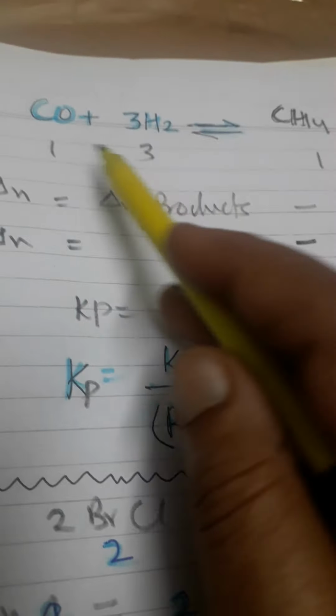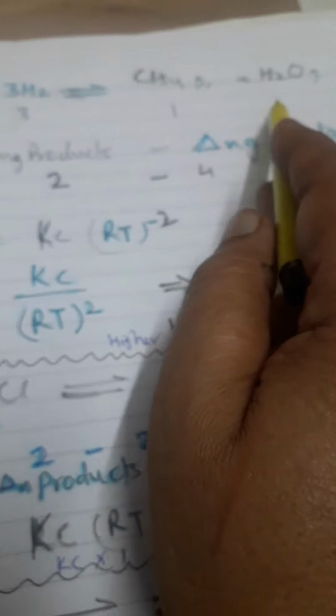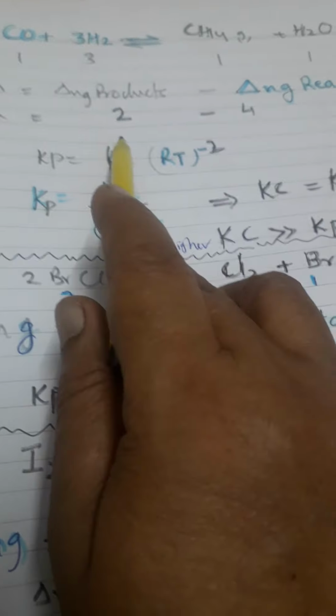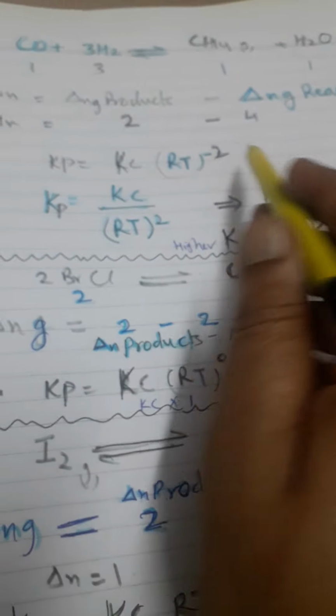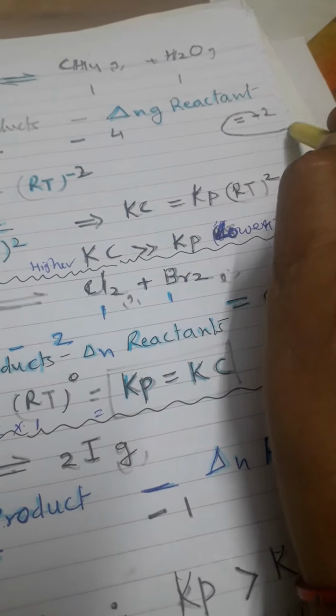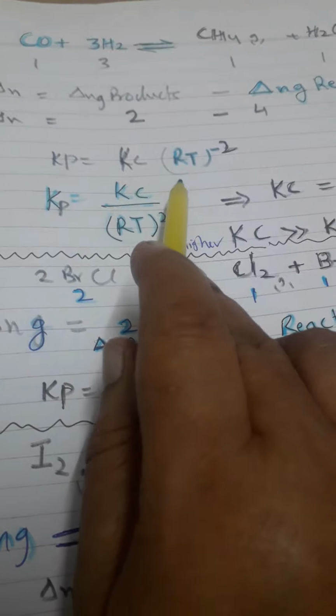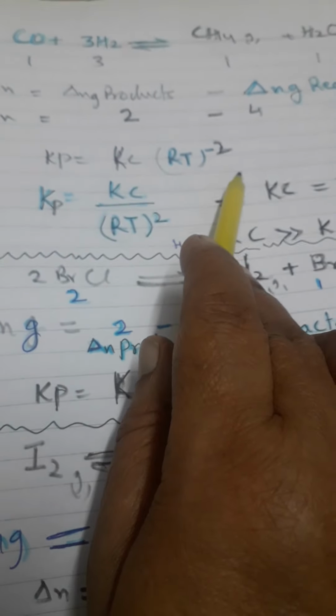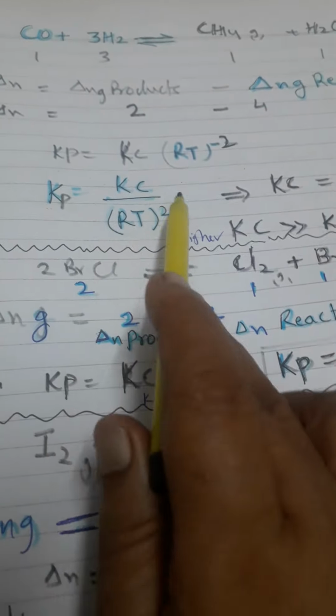Now in the second case, CO plus 3H2, 3 plus 1, 4 moles of reactant, and 2 moles of products. So what will be the answer of Δn? That is 2 minus 4. So Δn will be equal to minus 2. See here, Δn is equal to minus 2. Okay, now the formula will be Kp is equal to Kc (RT)^-2. Okay, then it will be Kp is equal to Kc by (RT)^2.